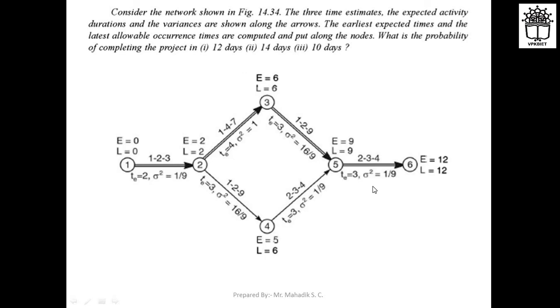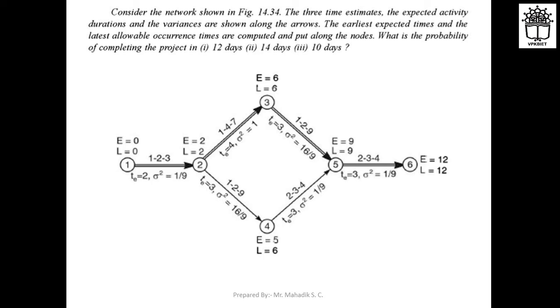The next important numerical along with that is the calculation of the probability, which we have seen in the first slide of the session. Calculate the probability that the project can be completed within a given period of time. So let us see how the numerical can be asked like that. Consider a network as shown in the below figure. The three time estimates are given. The expected activity durations and the variances are shown along with the arrows. The earliest expected times and the latest allowable occurrence times are computed and put along the nodes. What is the probability of completing the project in 12 days, 14 days, and 10 days?